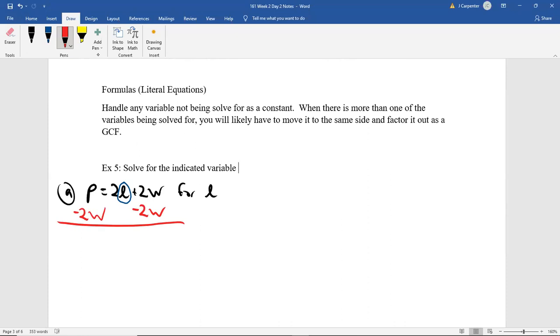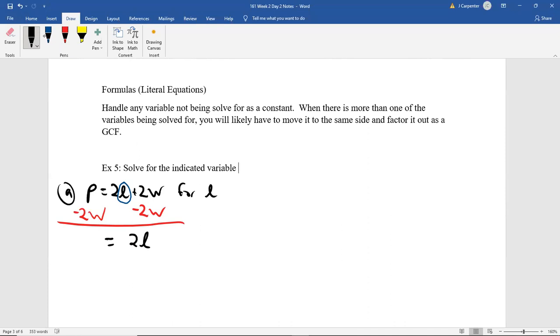I don't just subtract the 2. I don't just subtract the W. I have to subtract those pieces together because it's one term. Now, what happens here? Well, the 2W's cancel on the right side. So you get 2L on the right side. That's all that's left over for now.